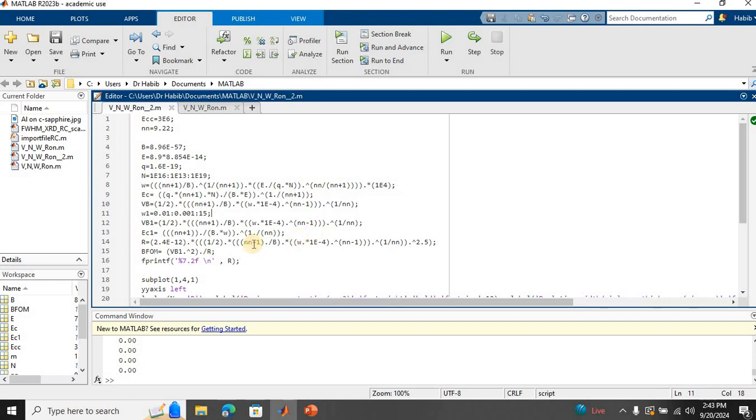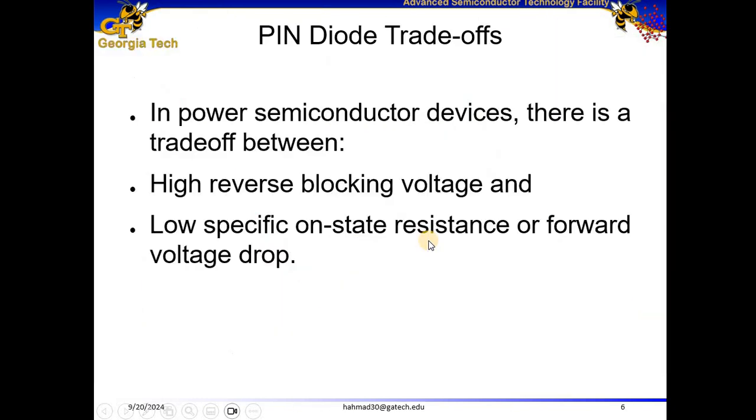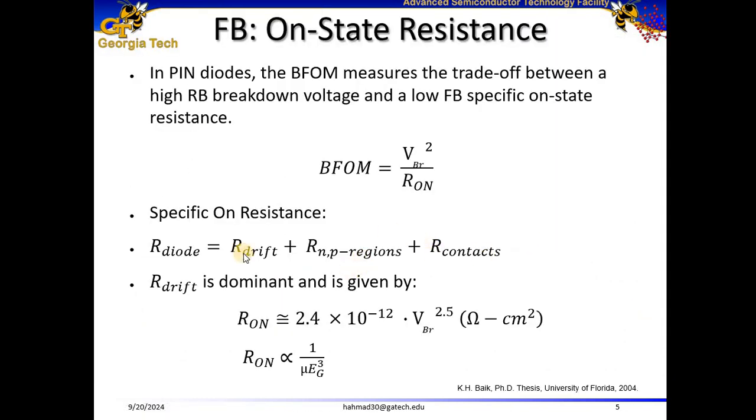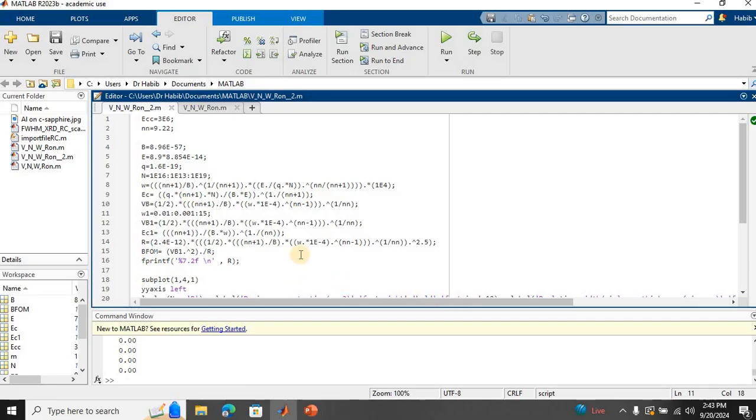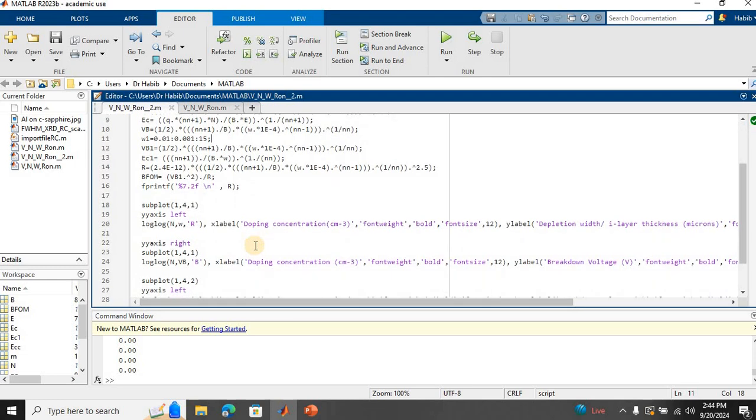And for the on resistance, I'm using this equation over here. So I implemented the same equation over here in order to determine the on resistance for the high power gallium nitride PIN diodes.